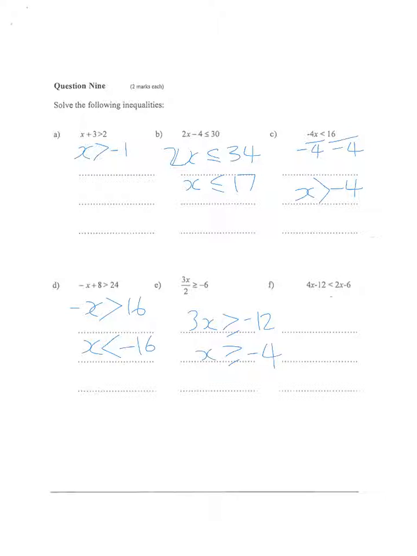Alright, let's take away 2x from both sides. So we get 2x minus 12 is less than negative 6. Add 12 both sides is equal to 6. Divide by 2 is equal to 3. So remember, you only have to change the sign if you end up with a negative x.